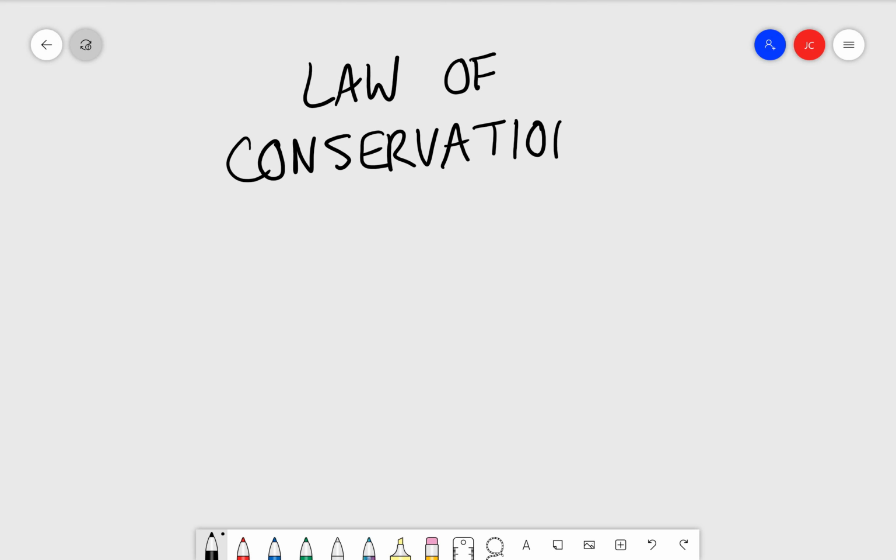And so think about a little bit what that means. Law of conservation of energy. It basically has to do with how energy is conserved or kept or stored in a system. And this is the subject for today.